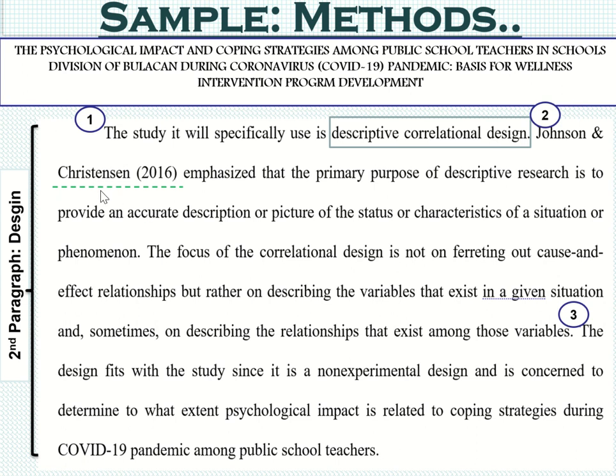And you notice there is a citation there. So let's read yung definition. So Johnson and Christensen emphasize that the primary purpose of descriptive research is to provide an accurate description or picture of the status or characteristics of a situation or phenomenon. So diniscuss niya yung descriptive research. Tapos ito naman yung sa correlational design. The focus of the correlational design is not on ferreting out cause and effect relationships, but rather on describing the variables that exist in a given situation. And the statement goes on.